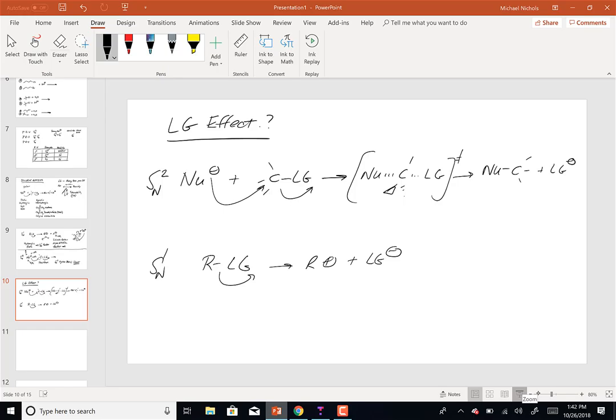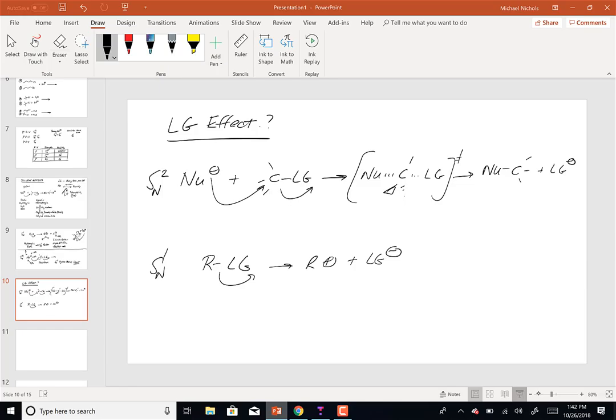Nobody said anything. Faster, slower. A better leaving group makes this reaction go faster. Why? Because the leaving group's in the rate determining step. Yes, it'll be easier to break that bond, whatever easy means, and however easy relates back to kinetics. But the simple fact is, it's in the rate determining step.